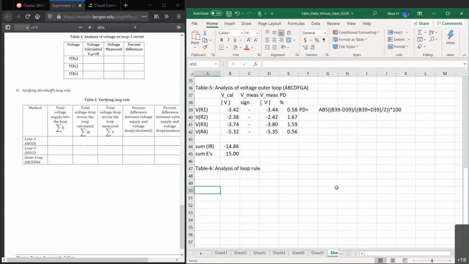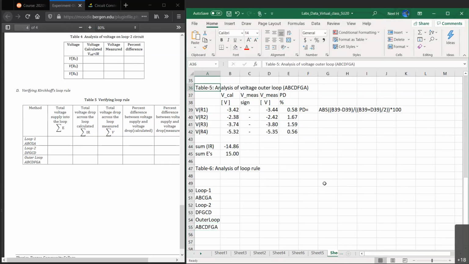So we're going to do analysis on loop 1. Inner loop 1 is starting A, B, C, G back to A. Then we're going to do inner loop 2. So that is starting from D, F, G, C back to D. Then outer loop, right? So the outer loop, which is starting from A, B, C, D, F, G back to A. So that's the outer loop which we did earlier.